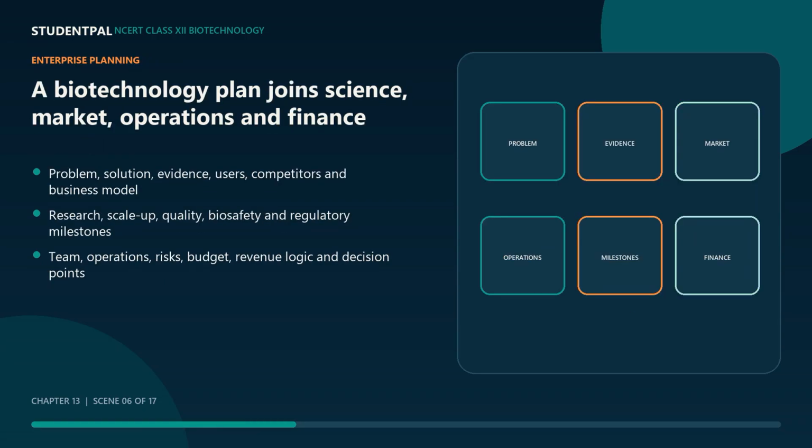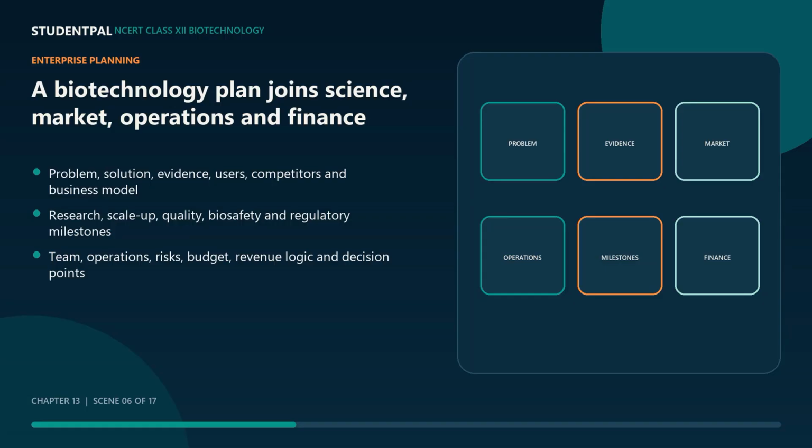An enterprise plan is a connected set of hypotheses, evidence, activities, and financial consequences. It defines the user problem and value proposition, describes the product or service, summarizes scientific evidence, estimates the reachable market, and compares alternatives. It explains how the venture will operate: facilities, suppliers, biological materials, data, manufacturing, quality control, distribution, and support.